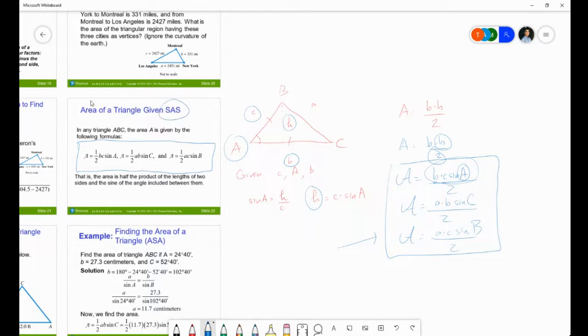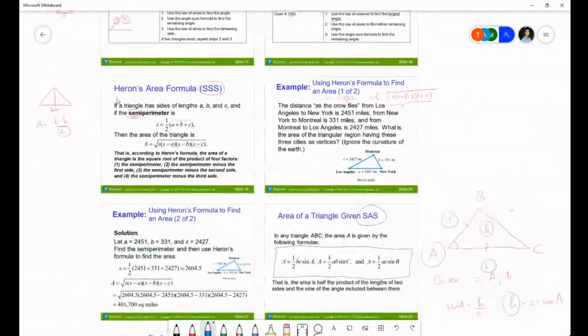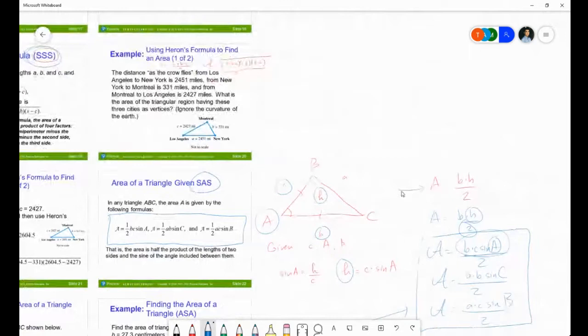So let's look back. We have Heron's formula, which is used for side, side, side. And this area is just the normal formula for area, base times height divided by 2. All we did is substitute h in there, which is in terms of sine, and we can use this whenever we have a side, angle, side triangle. If we don't have a side, angle, side, or side, side, side, then you need to be able to solve for it so that we have one or the other.